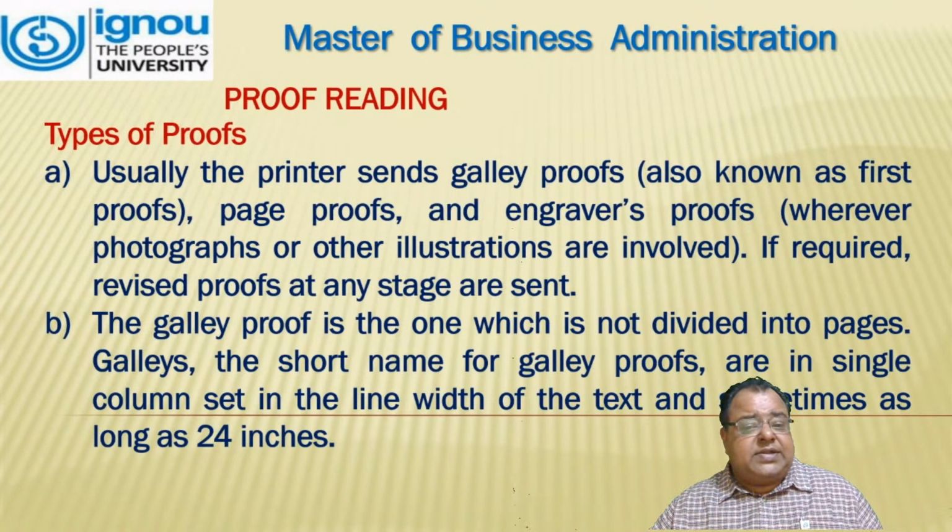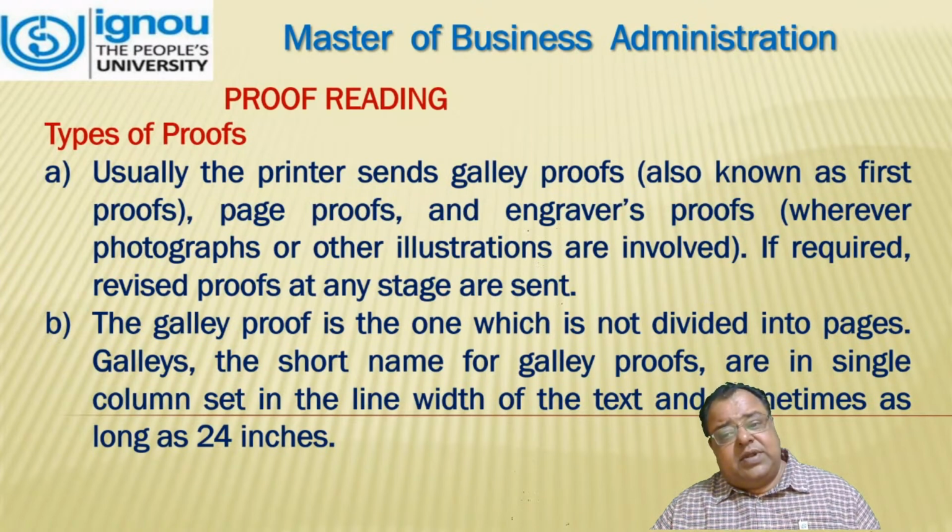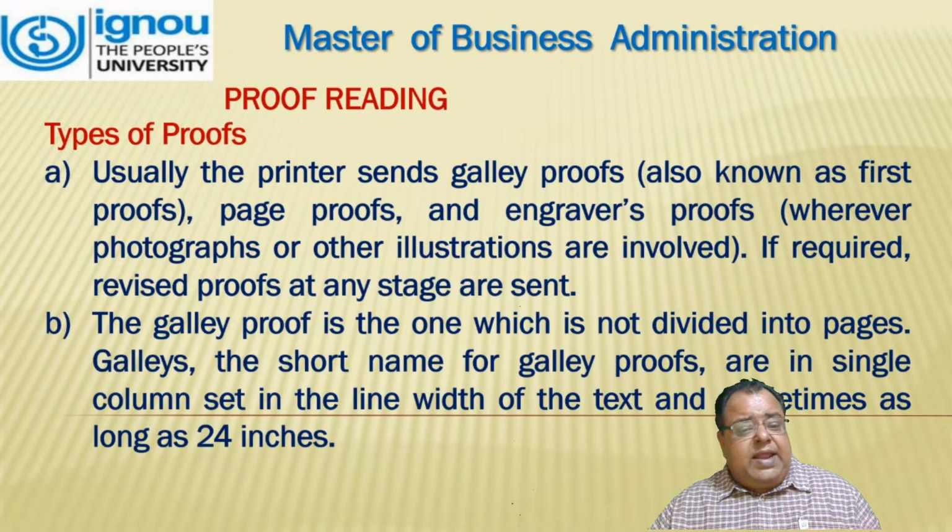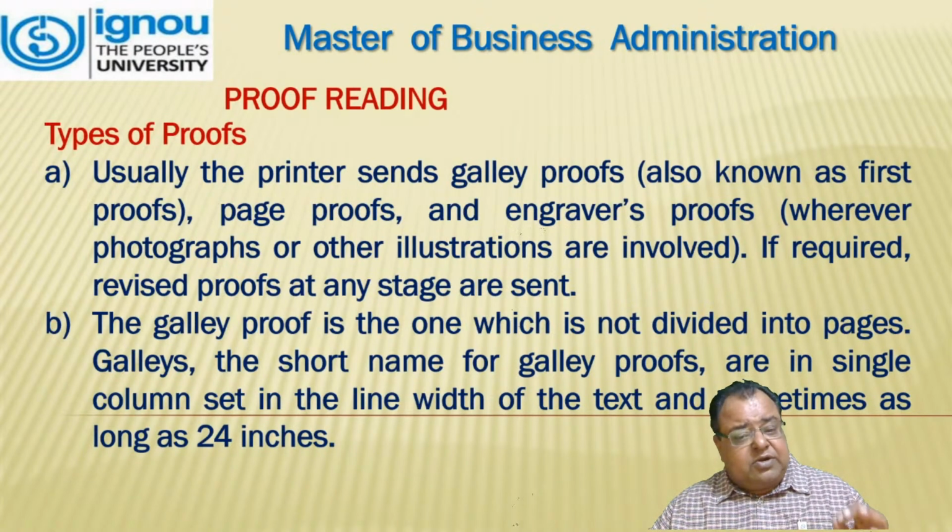Usually the printer sends galley proofs, also known as first proof, page proofs, and endeavors proof, wherever photographs or other illustrations are involved. If required, revised proofs at any stage are sent. The galley proof is one which is not divided into pages. Galleys, the short name of the galley proofs, are in a single column set in the line width of the text and sometimes as long as 24 inches.